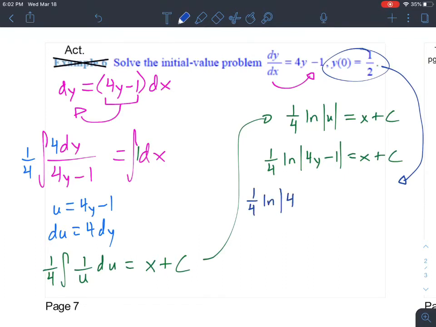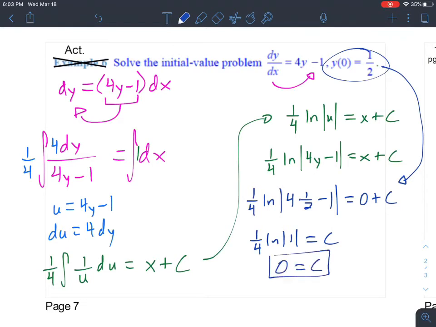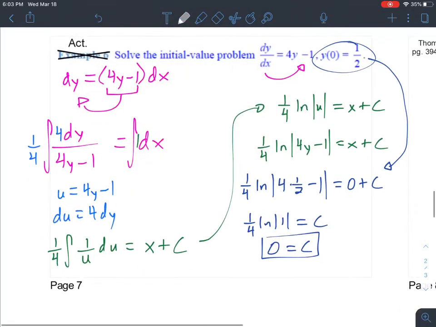So we will then have 1/4 natural log of 4 times 1/2 minus 1 equals 0 plus c. We're going to get 1/4 natural log of 2 minus 1. That's going to become 1, and that equals c. And we know that natural log of 1 is 0, so we get 0 equals c.